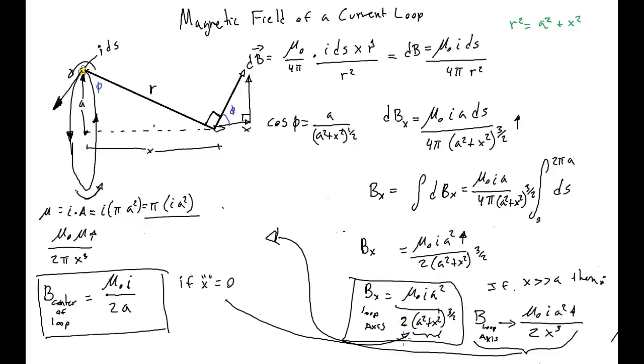The nice thing about this is that, and this is used in technology everywhere, if you want a given strength magnetic field, what do you do? Well, you make a loop of wire and you push a current through it. And you know the magnetic field at the center will be directly proportional to the current and inversely proportional to the diameter of the loop. So if you want a really strong magnetic field in a small region, all you got to do is put a loop of wire and push current through it. You'll have a strong magnetic field right in the center of that loop.